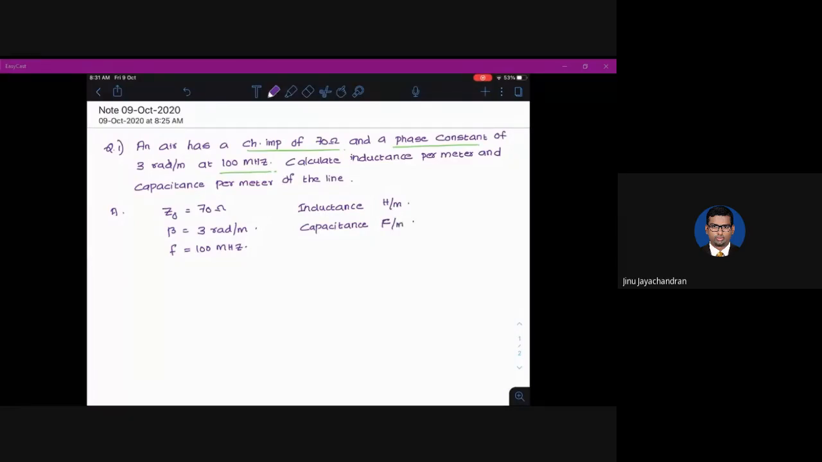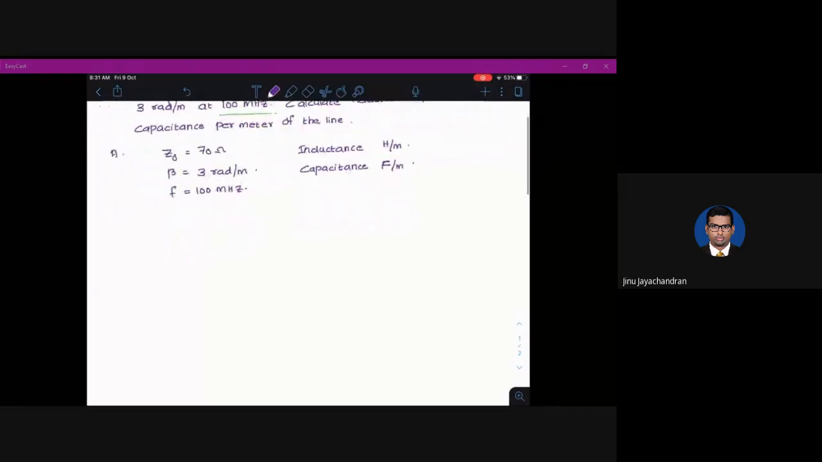Now, if you want to calculate inductance or capacitance, since Z0 is there, you know the expression for Z0: root over (R plus j omega L) by (G plus j omega C). But the values of R and G are not given. So how can we calculate this?